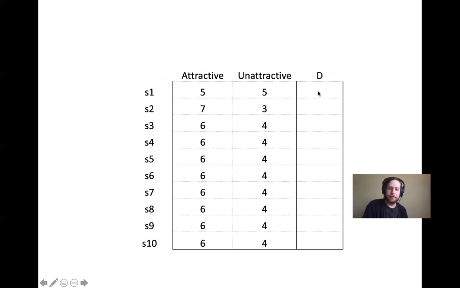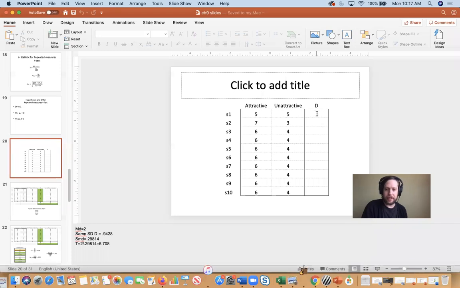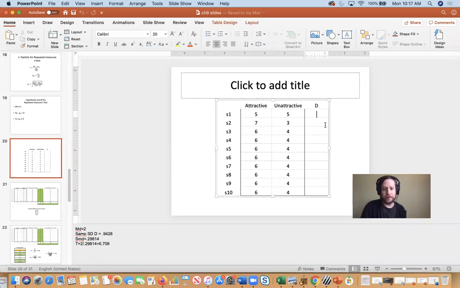And what we want to do first is calculate all of the difference scores. And so remember, when you're calculating the difference scores, you can either go unattractive minus attractive or attractive minus unattractive. It doesn't matter. You just need to be consistent. Me personally, I like to avoid negative signs, if possible. And so I'm going to take attractive minus unattractive. That's how I'm going to do it here. I'm going to type in these answers here. Make sure that you're following along so you understand how I'm getting these answers.